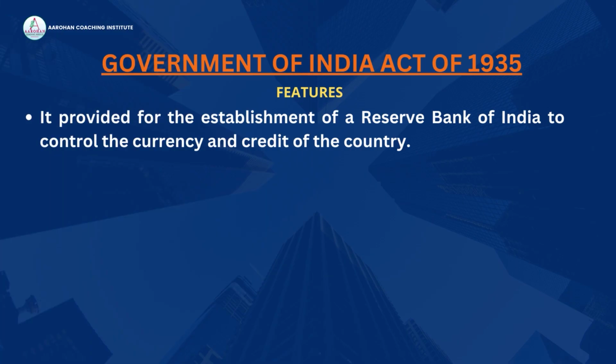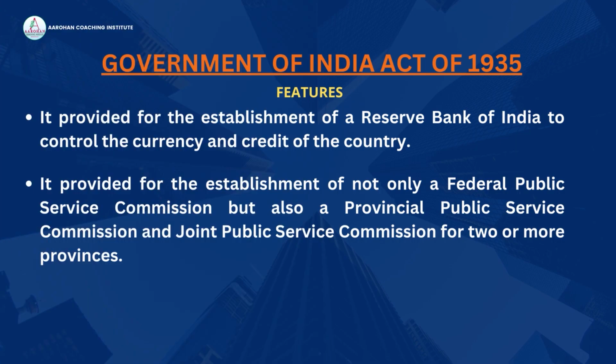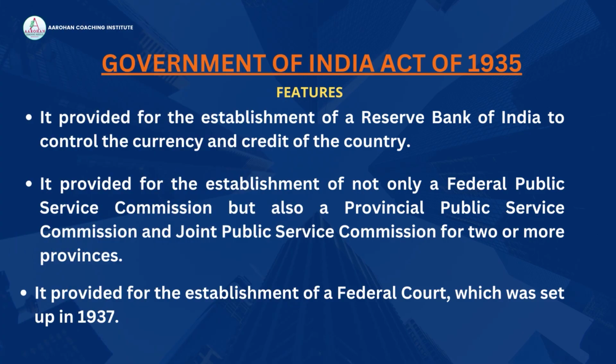It provided for the establishment of a Reserve Bank of India to control the currency and credit of the country. It provided for the establishment of not only a Federal Public Service Commission, but also a Provincial Public Service Commission and Joint Public Service Commission for 2 or more provinces. It provided for the establishment of a Federal Court, which was set up in 1937.